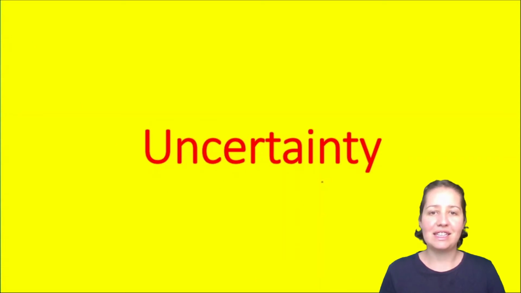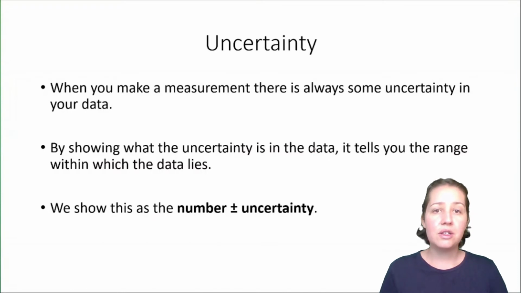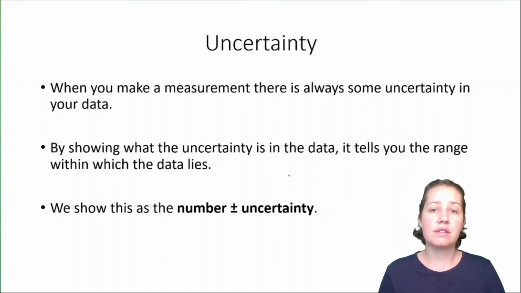Final bit for this video that we're going to talk about is uncertainty. When you make a measurement, there's always some uncertainty in your data. And by showing what the uncertainty is, it tells you the range within which the data lies. And we show this as the number plus or minus the uncertainty. It tells you about the accuracy of your data.